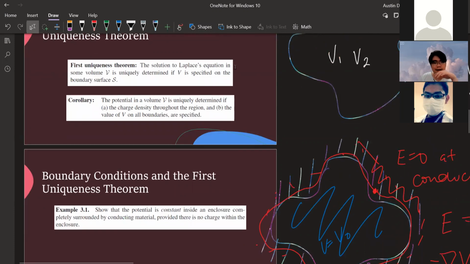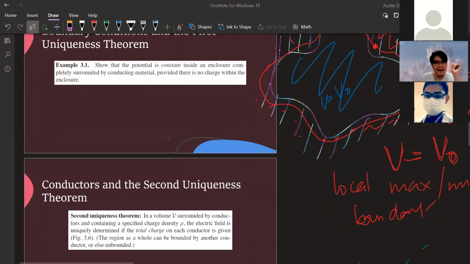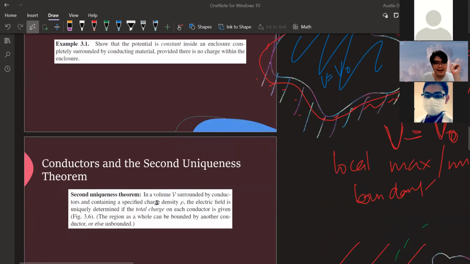So, any questions? Okay. Both E and V po ay unique, sir. Okay. Unique lang siya kapag satisfied yung ito. Yung potential inside a volume is unique kapag nalaman mo yung potential on the surface. Yung electric field, unique siya kapag these are satisfied. Alam mo yung charge density at alam mo yung total charge on each conductor. Okay?